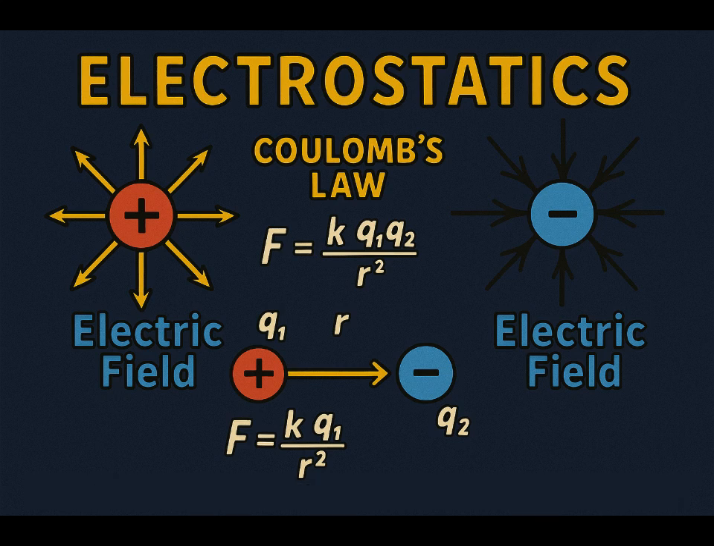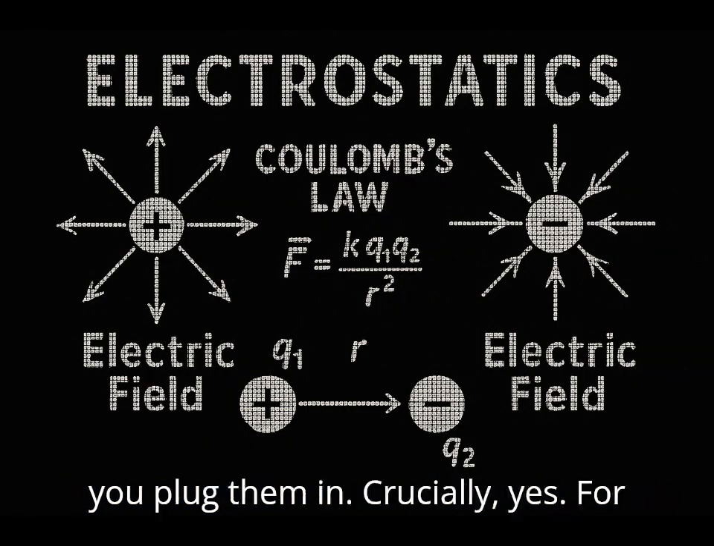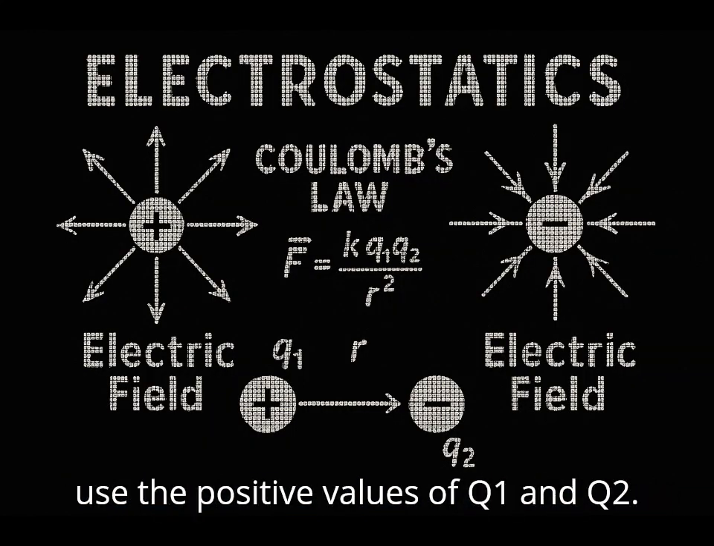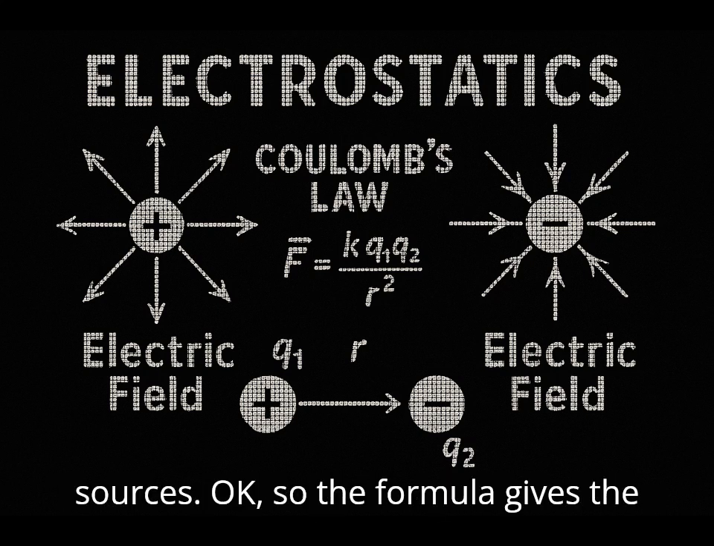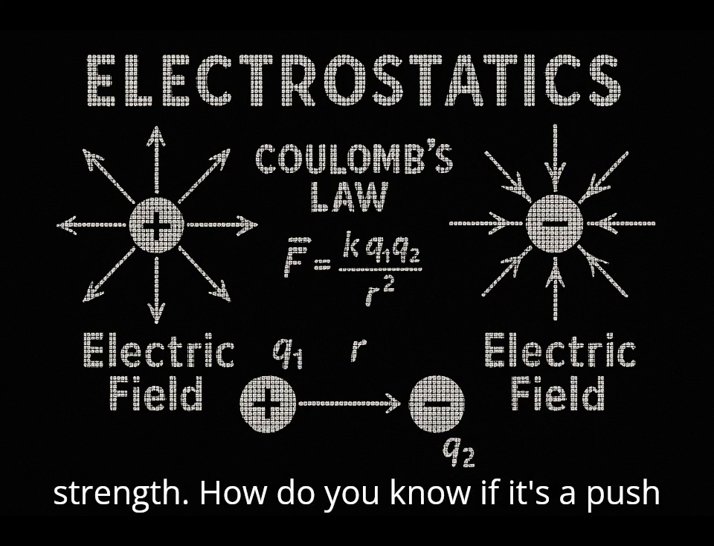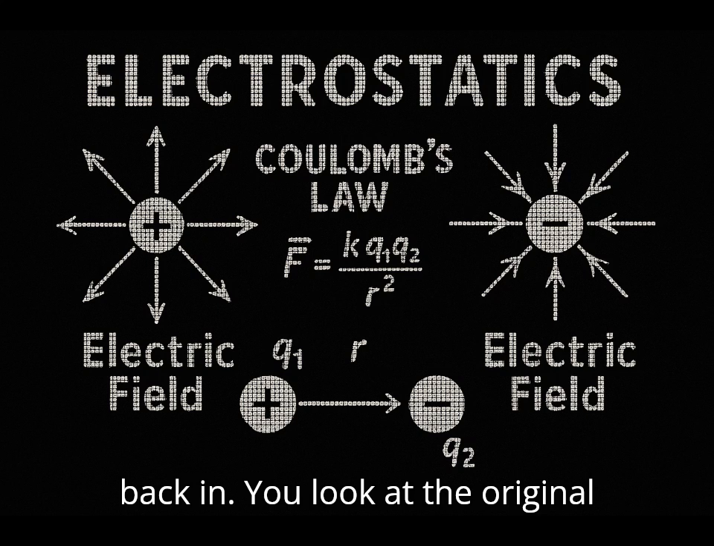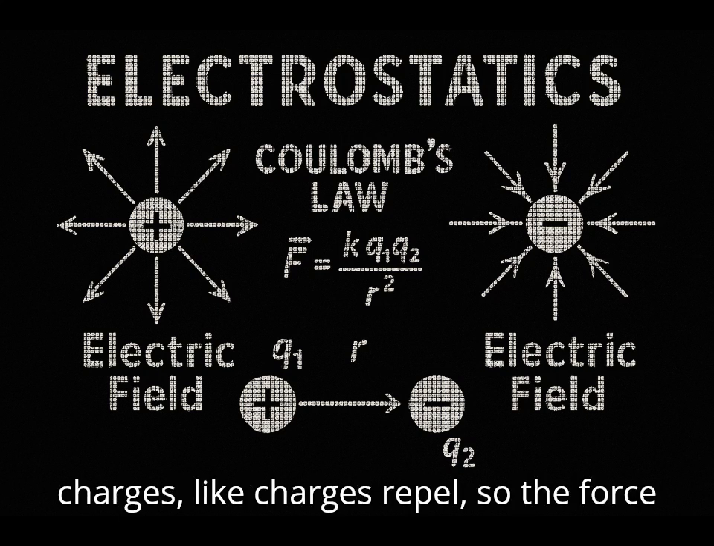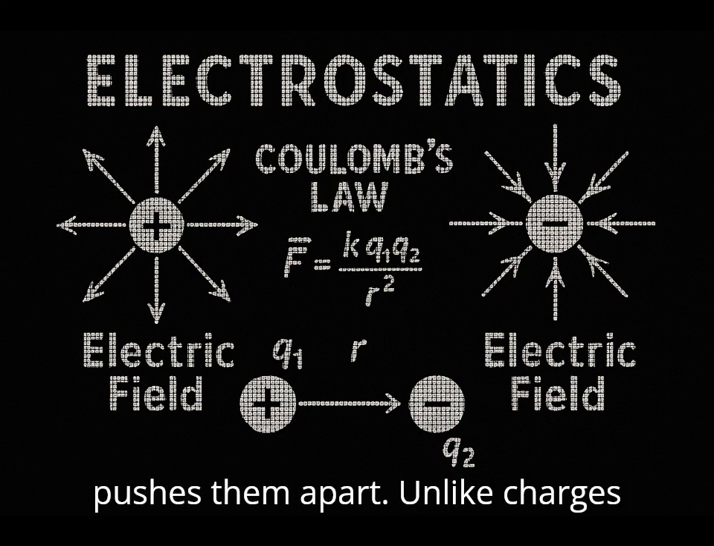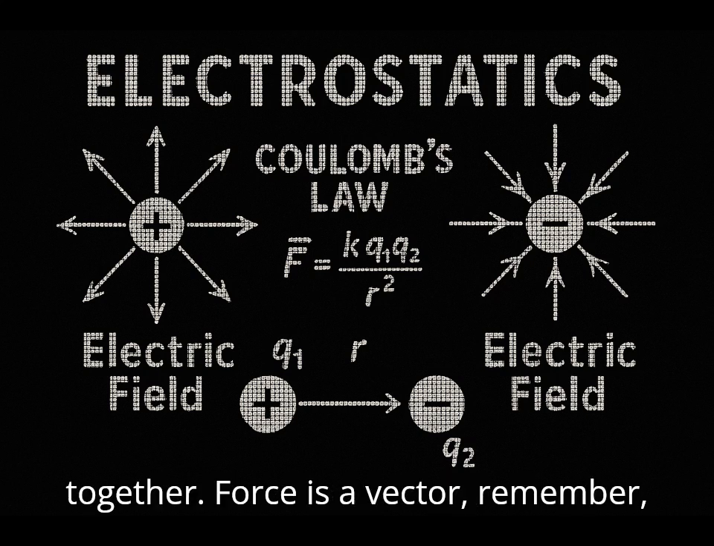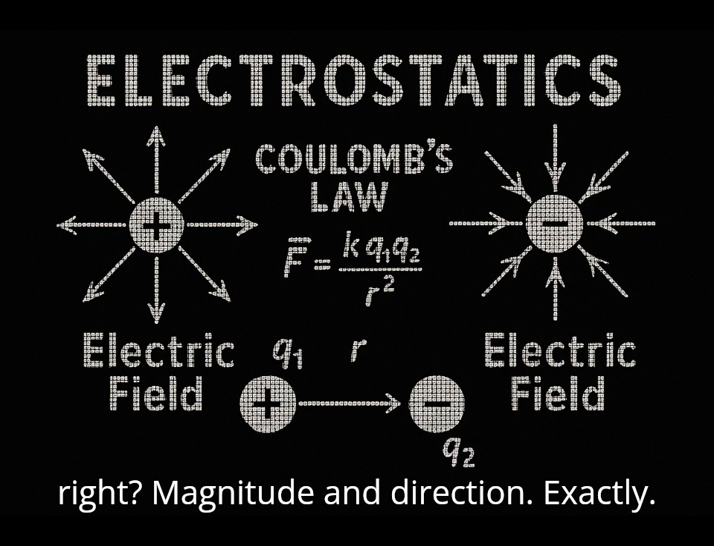Magnitudes. So you ignore the plus or minus sign when you plug them in. Crucially, yes. For calculating the size of the force, you use the positive values of Q1 and Q2. That's a really important point from the sources. Okay, so the formula gives the strength. How do you know if it's a push or a pull? That's where the signs come back in. You look at the original charges. Like charges repel, so the force pushes them apart, unlike charges attract, so the force pulls them together. Force is a vector, remember? Right, magnitude and direction. Exactly.